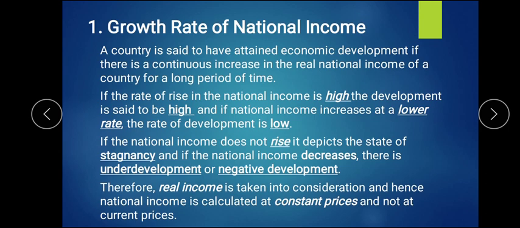We can say there is a growth rate of national income if there is a continuous rise in the income, that is the total production of goods and services. You find that is called economic development. So if the rate is high, development is said to be high. If the rate is lower, the development is said to be low. If the rate does not rise, it is at a constant or stagnant level. If it decreases, what will happen? It is called underdevelopment or negative development.